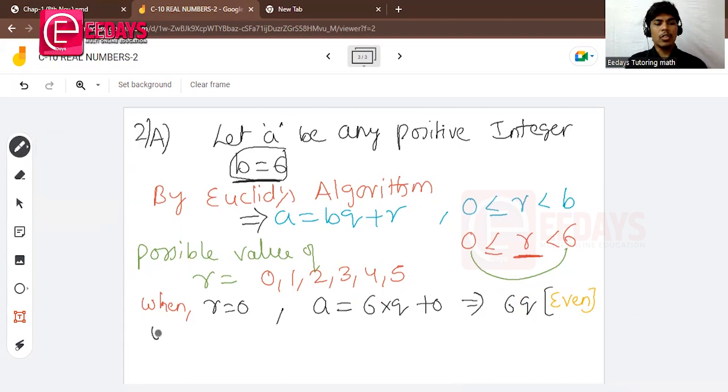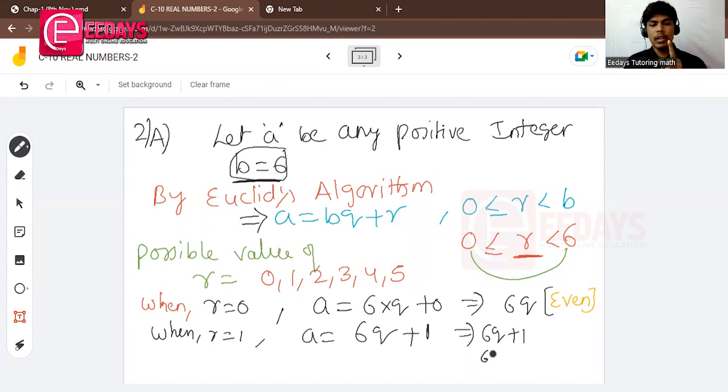Now we can try with R = 1. A = 6Q + 1, where B is 6 and in the place of Q, 6Q. Substitute any value of Q. If Q = 1, 6 into 1 is 6, plus 1, you'll get 7. If Q = 2, 6 into 2 is 12, 12 plus 1, you'll get 13. Now observe carefully, in this pattern we are getting odd numbers. So this is the rough part.